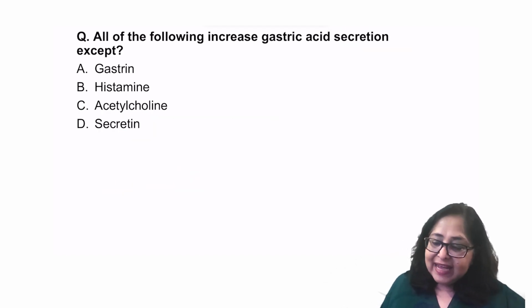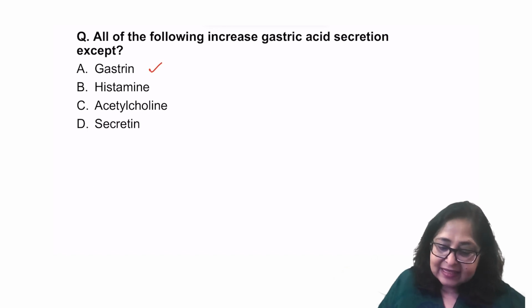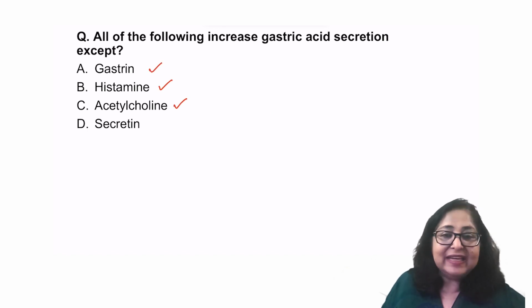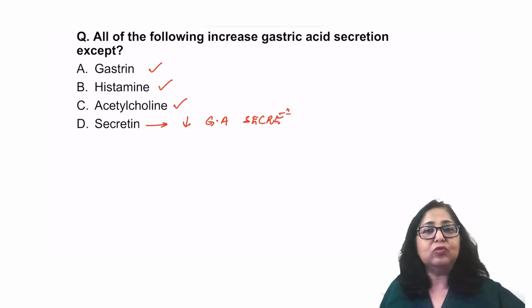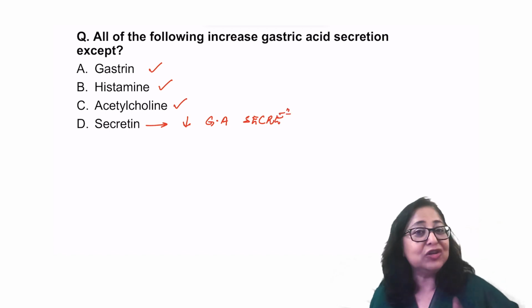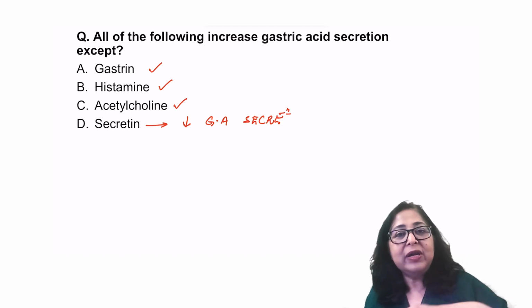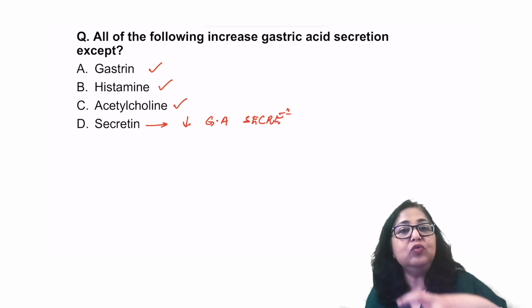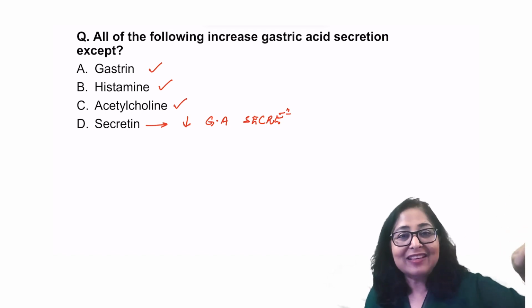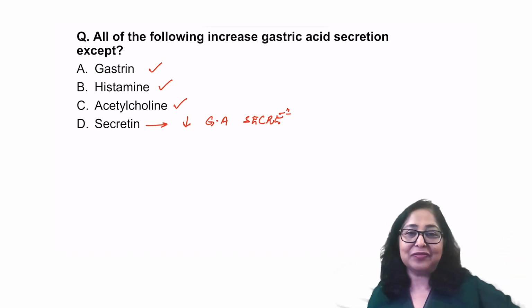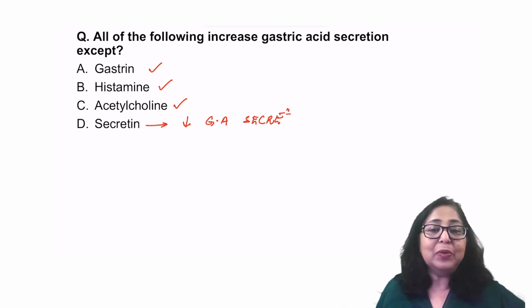All of the following increase gastric acid secretion except gastrin, yes. Histamine, yes. Acetylcholine, yes. Secretin decreases the gastric acid secretion. Please remember, all the small intestinal hormones will reduce the gastric acid secretion, not increase it. See, all the small intestinal hormones are secreted once the food reaches the small intestine. So once the food is in the small intestine, we need the gastric acid secretion to reduce and the intestinal and pancreatic secretions to increase. So secretin will decrease the gastric acid secretion.